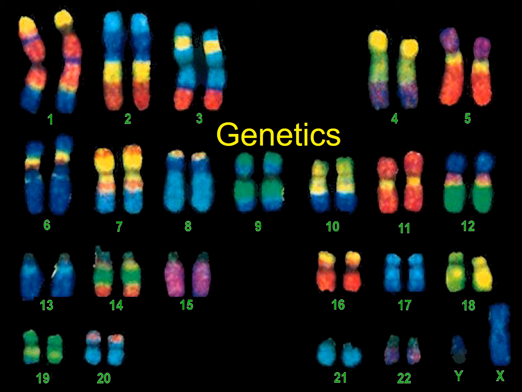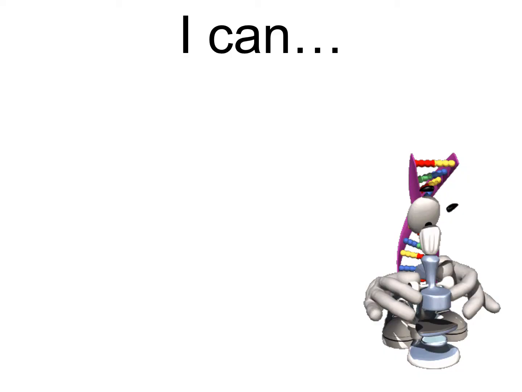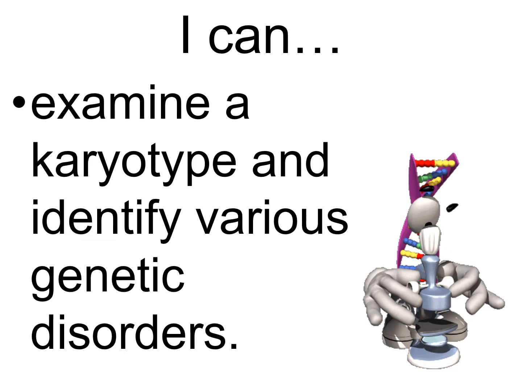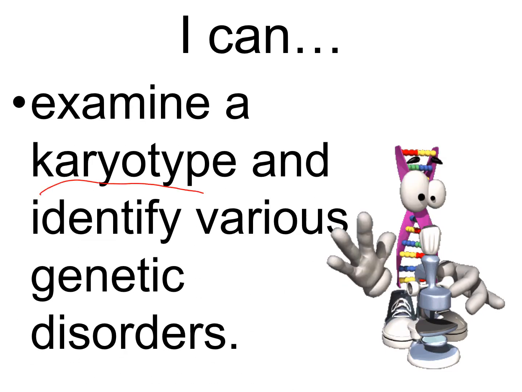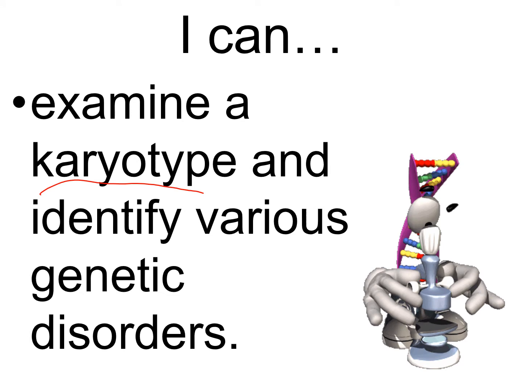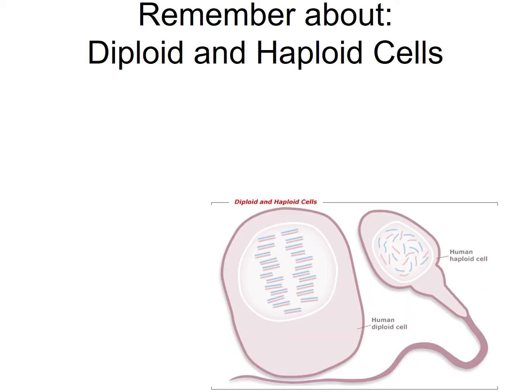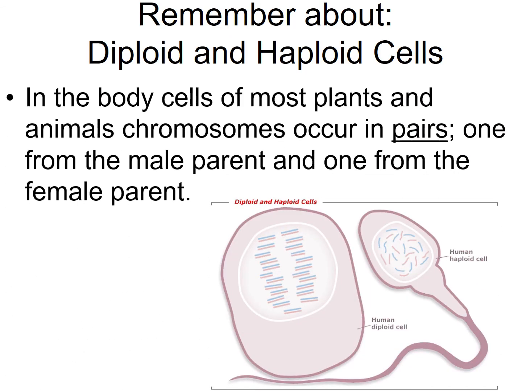Let's continue on with our unit. We are now here at the very end. So basically, we're going to learn how to read a karyotype, and we're going to be able to identify more genetic disorders. Just to review and reflect, remember diploid and haploid cells.